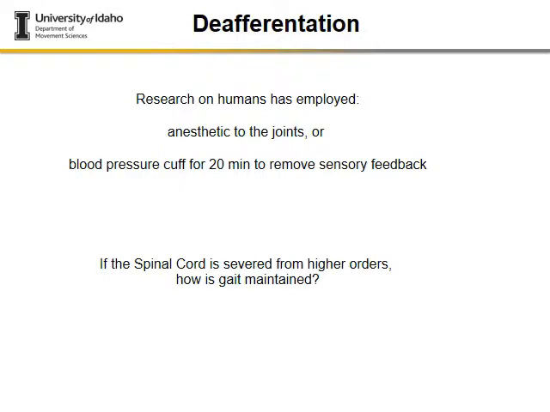Now, if we sever that spinal cord at the higher orders, how is gait maintained? That's the question with this process, and that's where the support goes for these open chain movements: it doesn't need to have that sensory input, you're just responding to where your next footfall is, and it just creates this motor pattern.